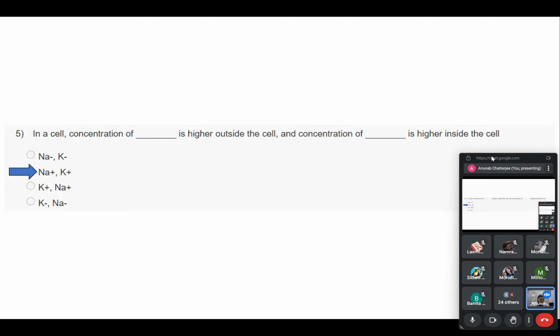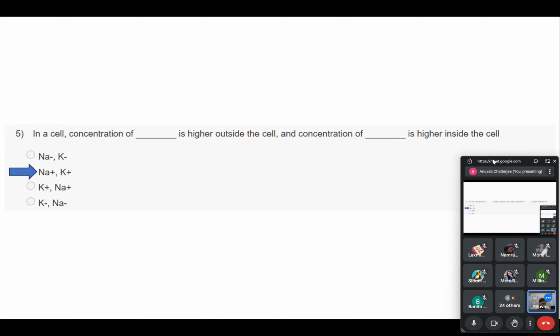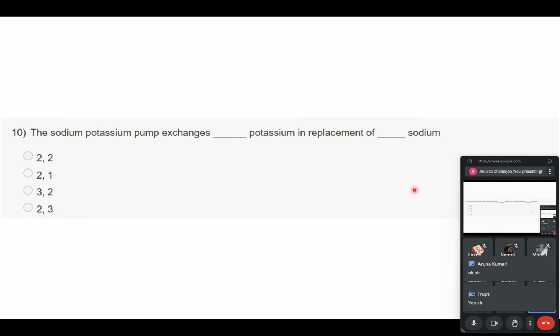Is that fine with everyone? Okay. Yes, we go back to our sodium potassium pumps. The sodium potassium pump exchanges blank amount of potassium and blank amount of sodium.